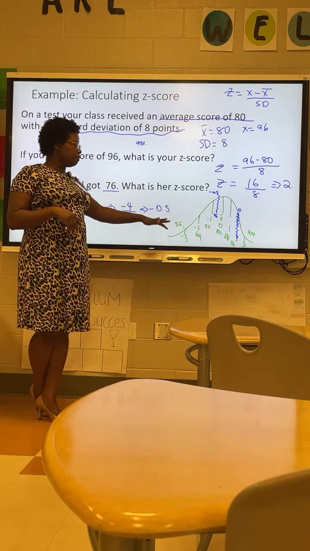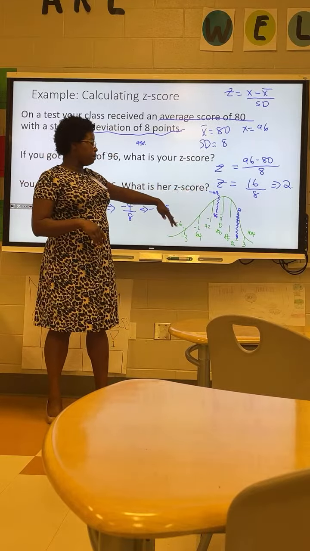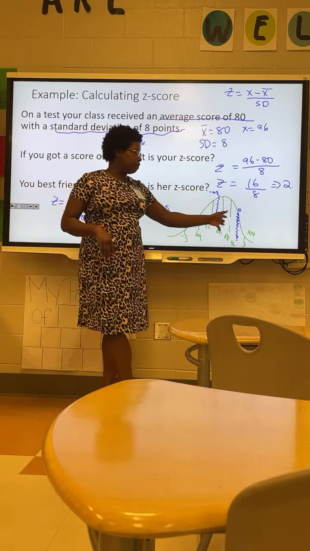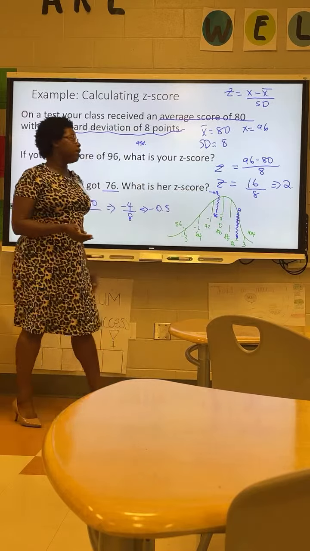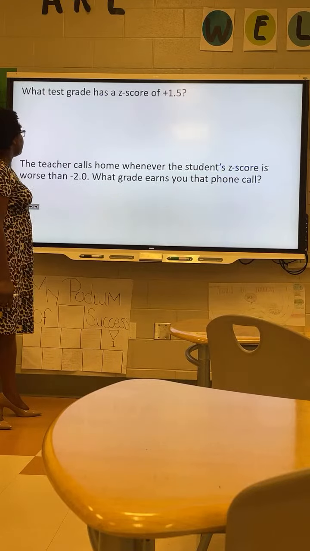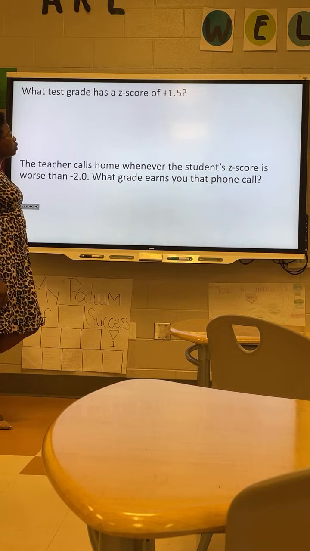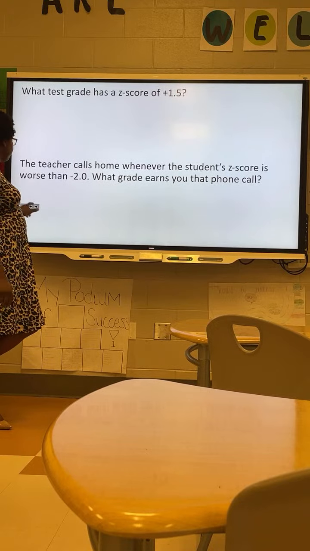Another thing to pay attention to is the value of your z-score. If it's negative, you know it's going to be somewhere on your left side, so that's below the mean. If it's positive, it's going to be somewhere above the mean. So that's something to look for as well before you even start calculating your data values. So this one said, what test grade has a z-score of 1.5?